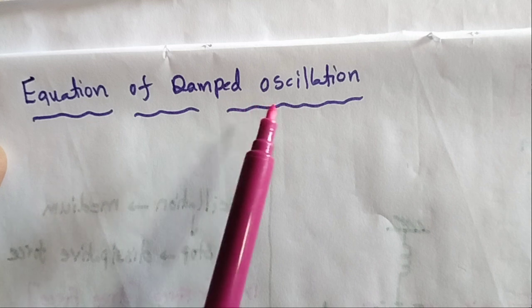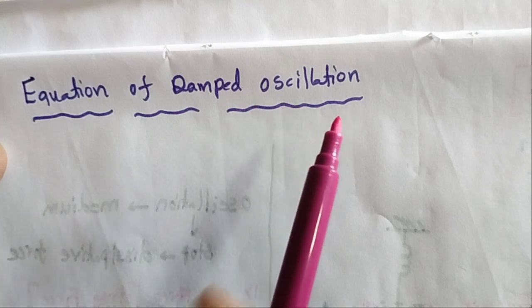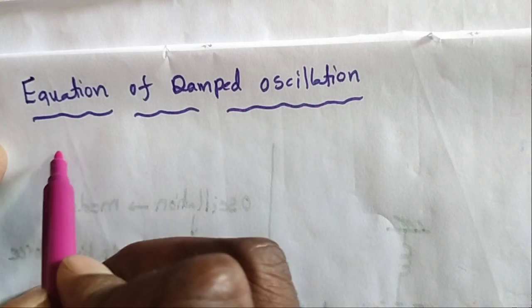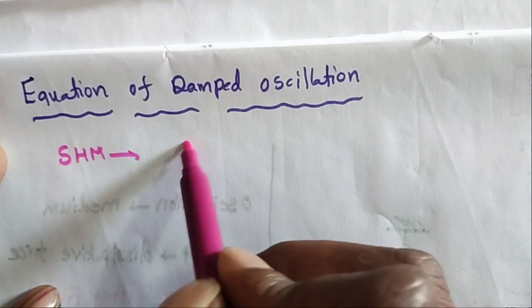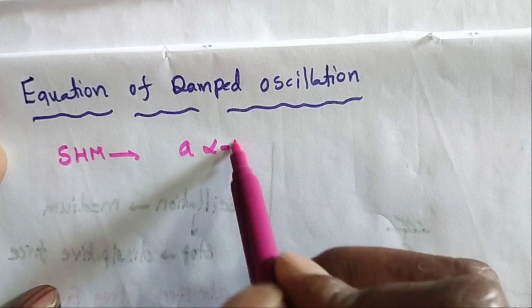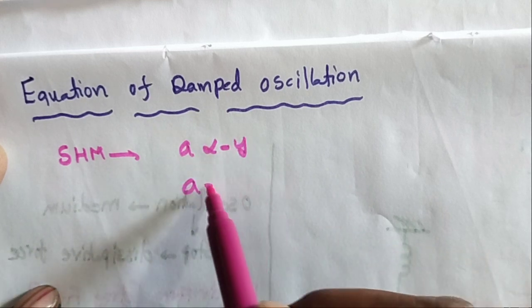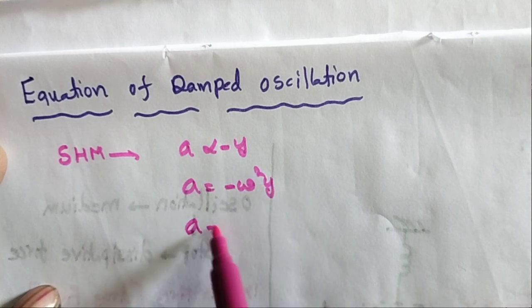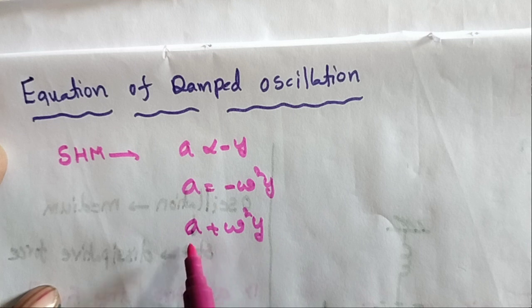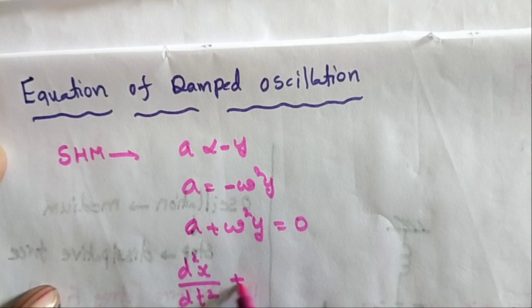What is the equation of the damped harmonic oscillations? In the mathematical equation, we know very well that in simple harmonic motion, the acceleration is always directly proportional to displacement. So a is equal to minus omega square y, or a plus omega square y is equal to 0. What is a? Acceleration. That is d square x by dt square plus omega square y is equal to 0.